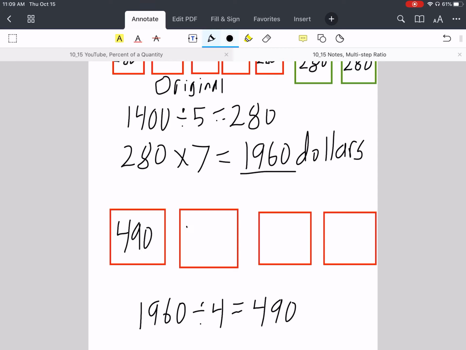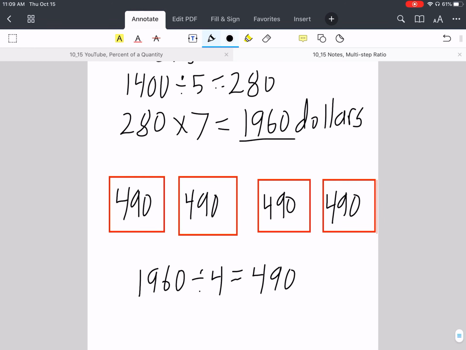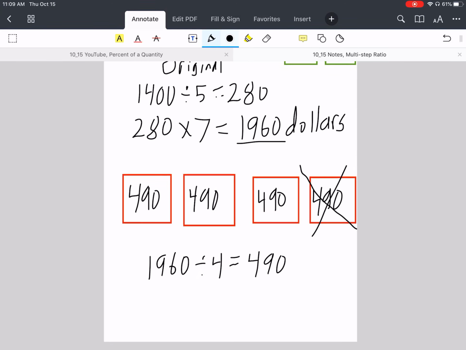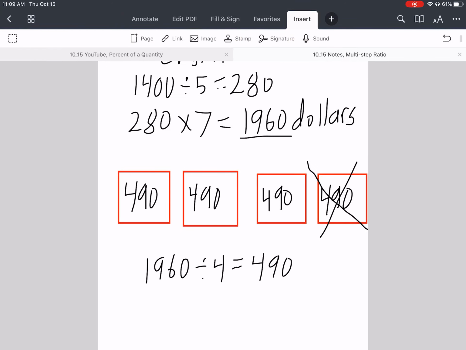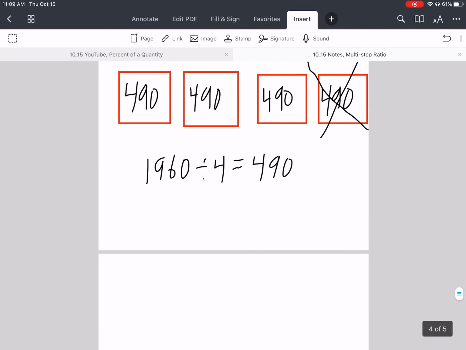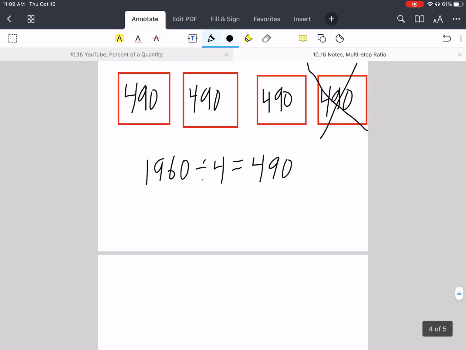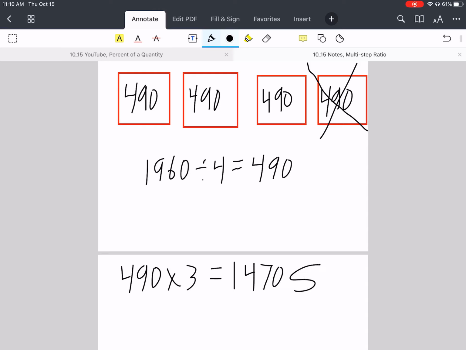So 490 for each of the 4 squares. And the store is now advertising that you get 1/4 off the price. So we're going to erase 1/4 of the price, and we're left with 3 boxes. And 490 times those 3 boxes gives us $1,470.